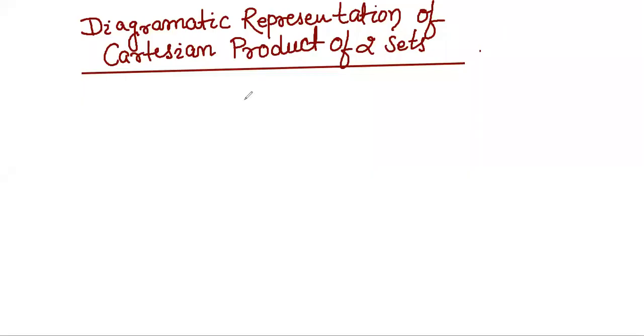So, the diagrammatic representation of the Cartesian product of two sets. Here we will represent the Cartesian product of two sets by an arrow diagram. We first draw Venn diagrams representing sets A and B, one opposite to the other. Now we draw line segments starting from each element of A and terminating at each element of set B. So this is the way to show it.